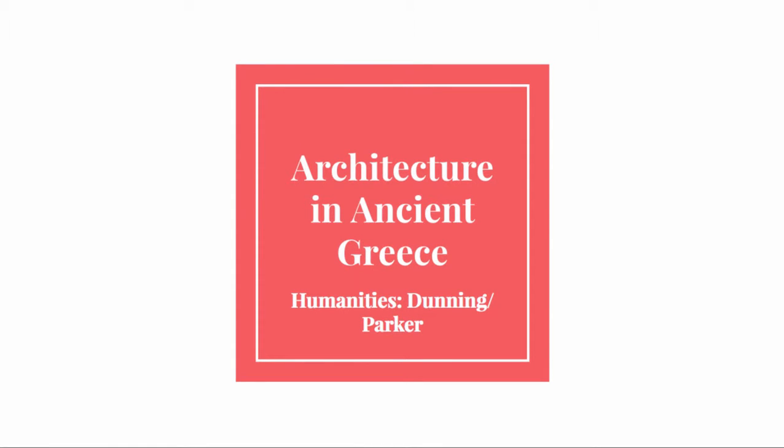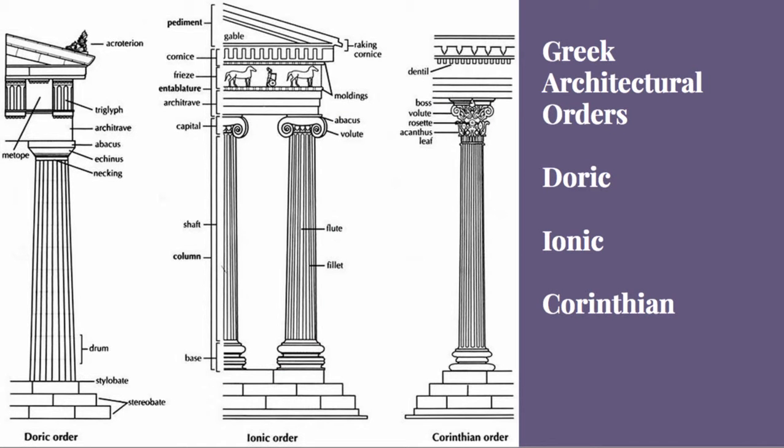We're going to start off by having a quick mini lesson on architecture in ancient Greece. And to begin with, I want to mention the Greek architectural orders. These were the Greek system for determining proportion and design detail. The three most common are Doric, Ionic, and Corinthian.